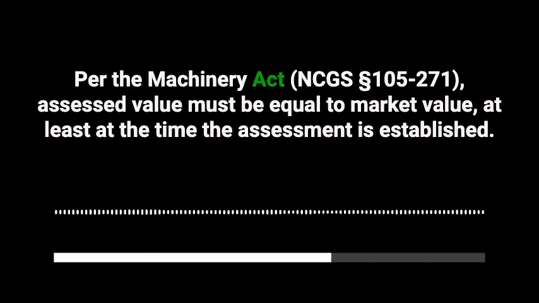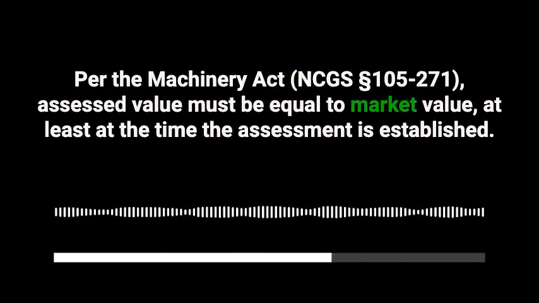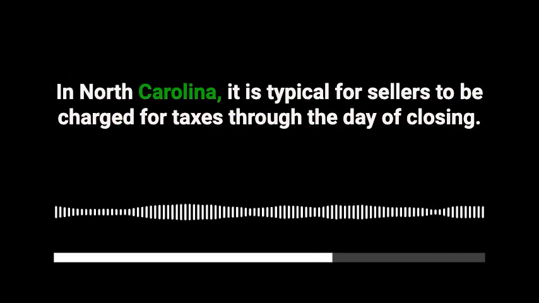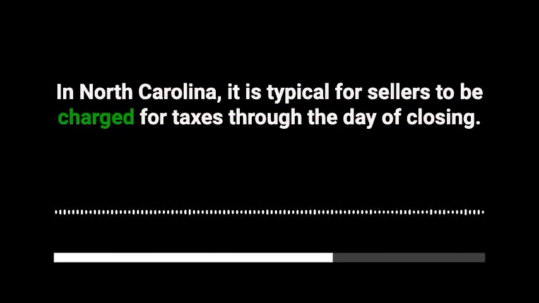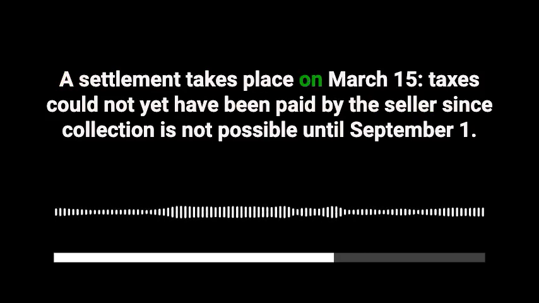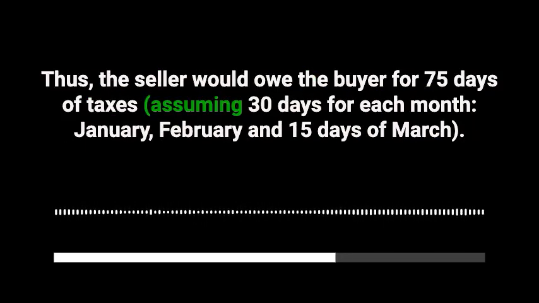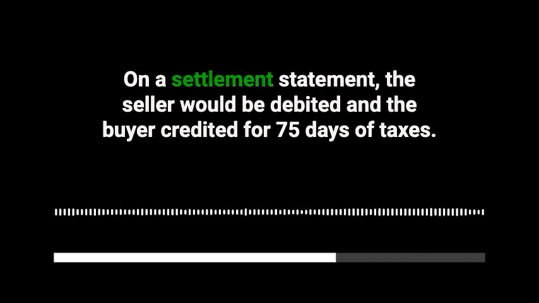Per the Machinery Act, assessed value must be equal to market value, at least at the time the assessment is established. In North Carolina, it is typical for sellers to be charged for taxes through the day of closing. Consider these 3 possible scenarios. A settlement takes place on March 15th. Taxes could not yet have been paid by the seller since collection is not possible until September 1st. Thus, the seller would owe the buyer for 75 days of taxes. On a settlement statement, the seller would be debited and the buyer credited for 75 days of taxes.